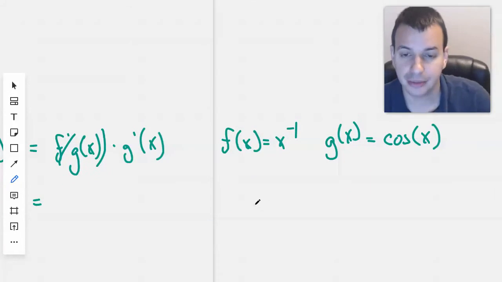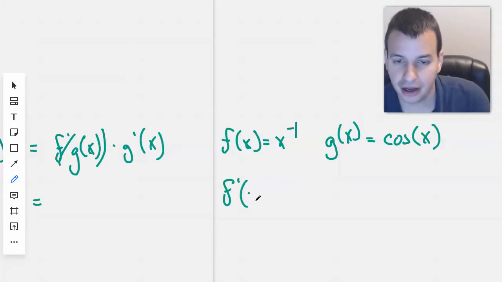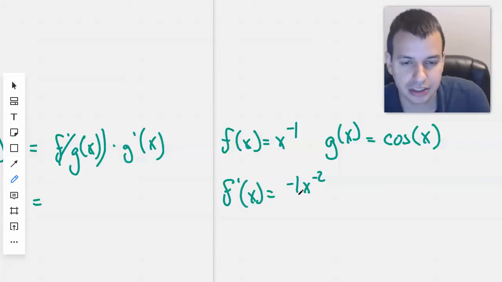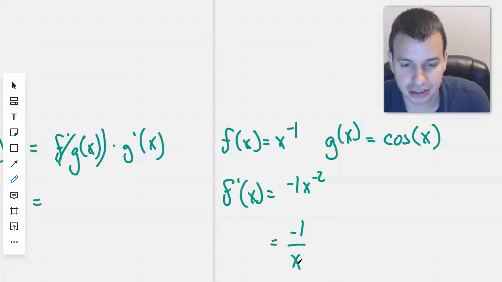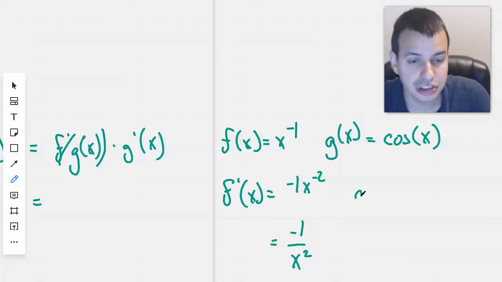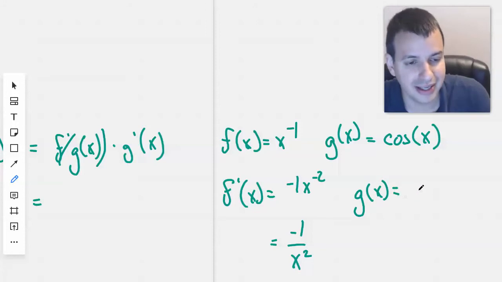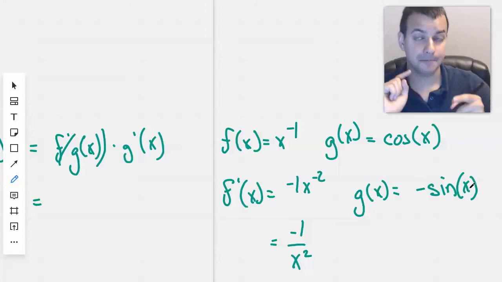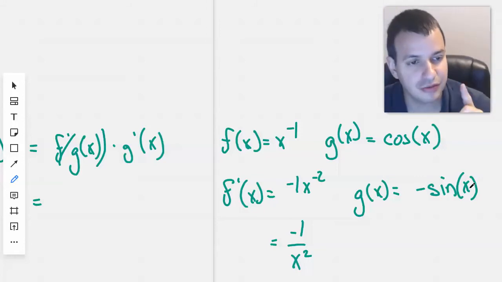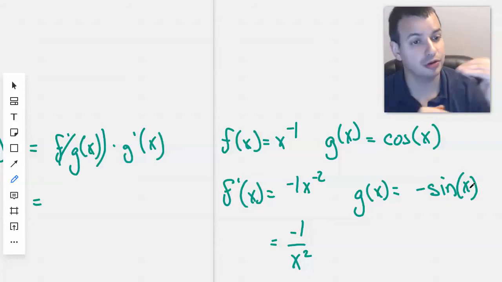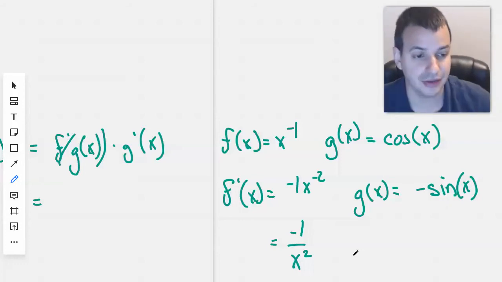And so from here, f prime of x equals -1 times x to the -2, which I will rewrite as -1 over x squared. g prime of x will then be negative sine of x. The way I remember that is the derivative of sine of x is cosine of x, and then the derivative of cosine of x is sine of x, except the sign will be reversed, the opposite. So we have negative sine of x.